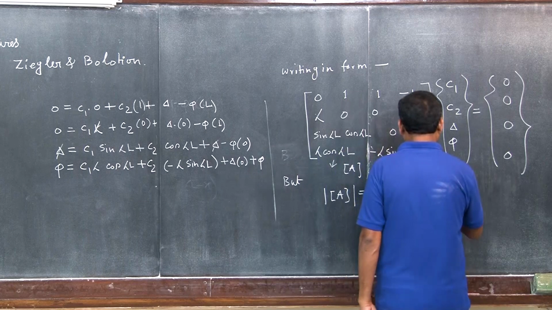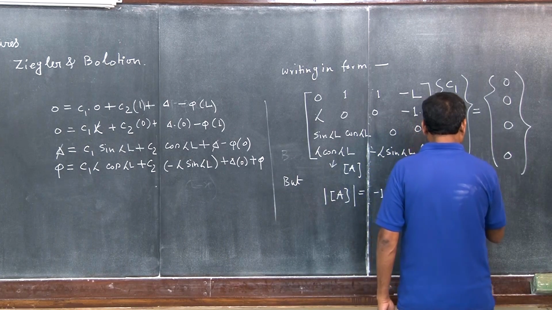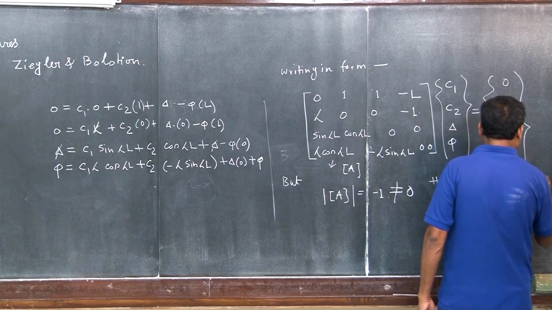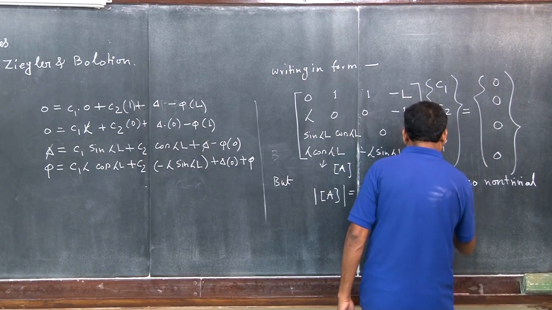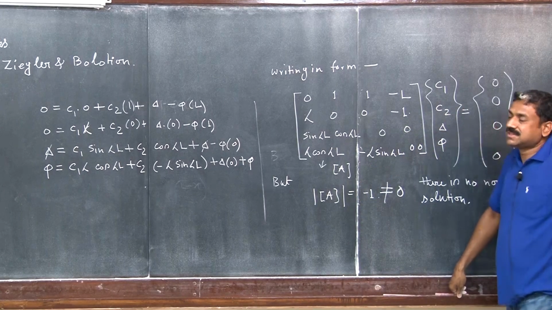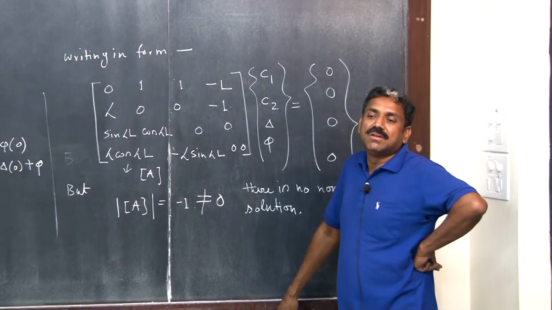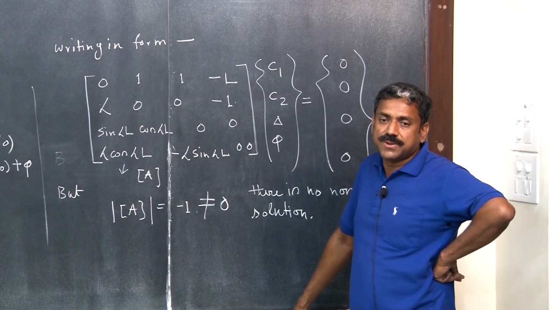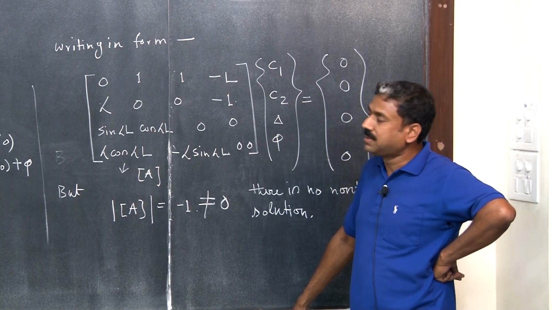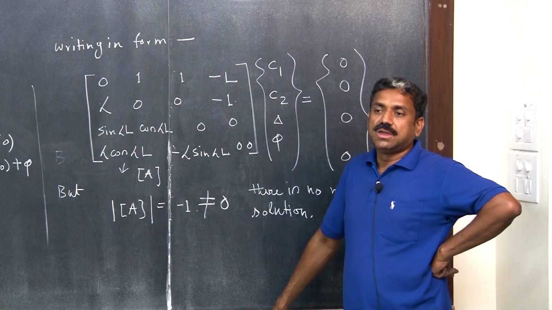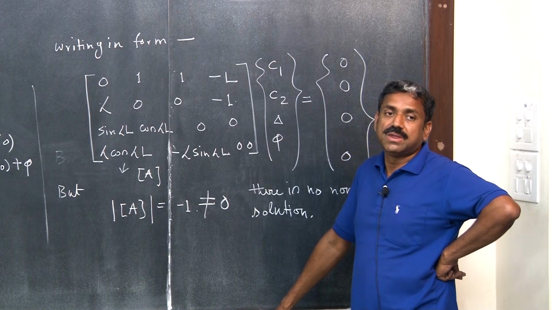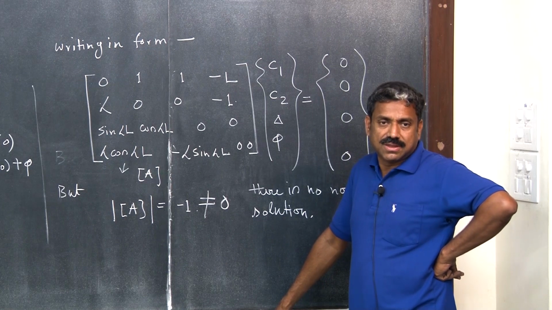There is no non-trivial solution. What does it imply? That implies that the system cannot lose its stability, right? Because if there is no alternate configuration, if this system does not provide any non-trivial solution in the perturbed configuration under follower force, it cannot lose its stability, right?